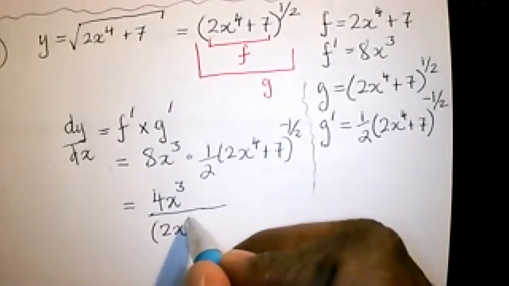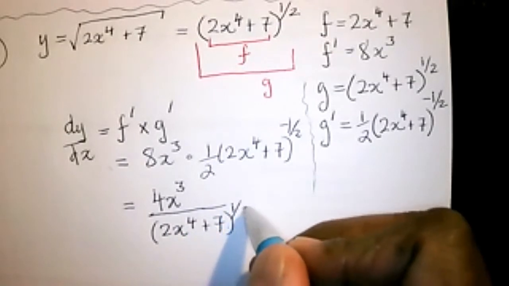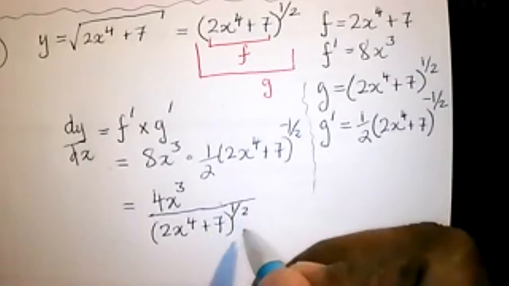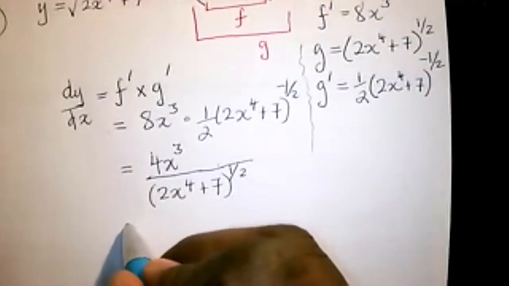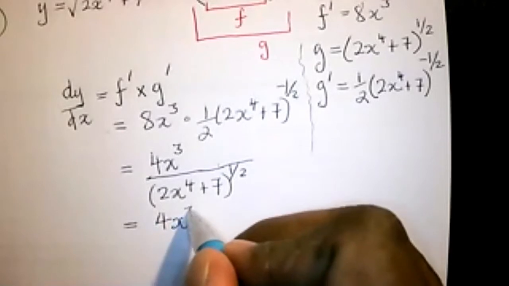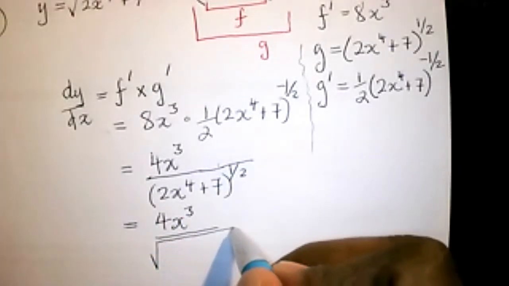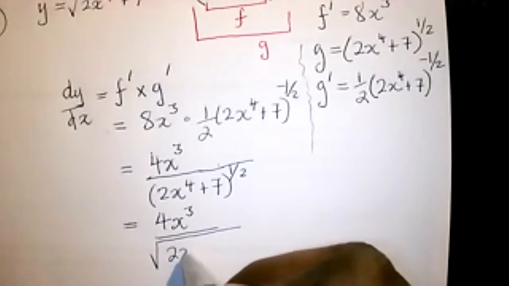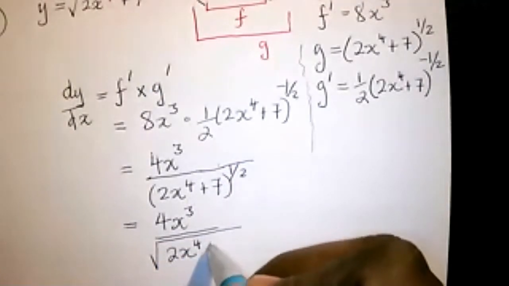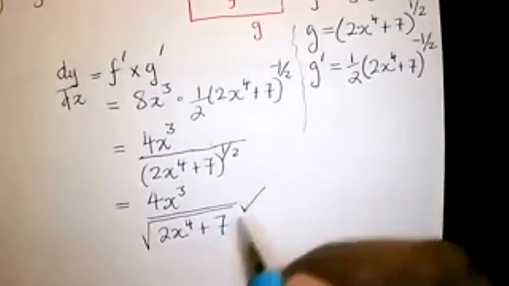So that becomes 2x to the power 4 plus 7 to the power of a positive half, which of course, if you are good in algebra, we can always rewrite as the square root function. So this is going to be the square root of 2x to the power 4 plus 7. And here we are, and we are done.